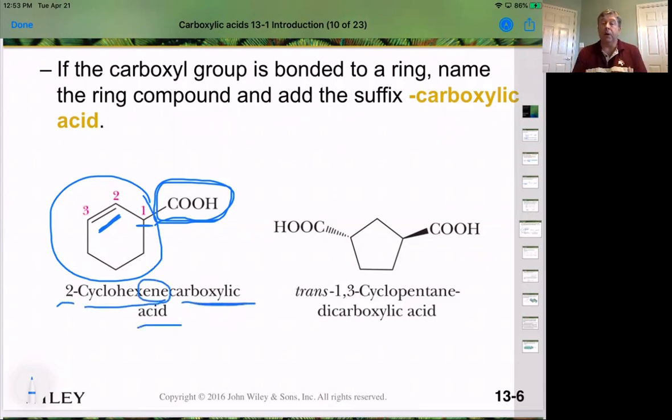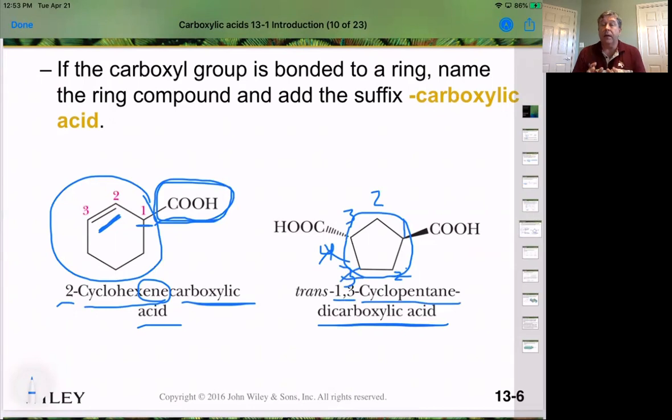If we have multiple carboxylic acids on there, we just do di, tri, tetra. So in this case, our core ring is a cyclopentane. We start with one of them and go to the smallest number. So it'd be 1, 2, 3, not 1, 2, 3, 4. That would give us a larger number, so we're not going to use those numbers. We're going to use the shorter number. So that gives us the 1,3-cyclopentane dicarboxylic acid.